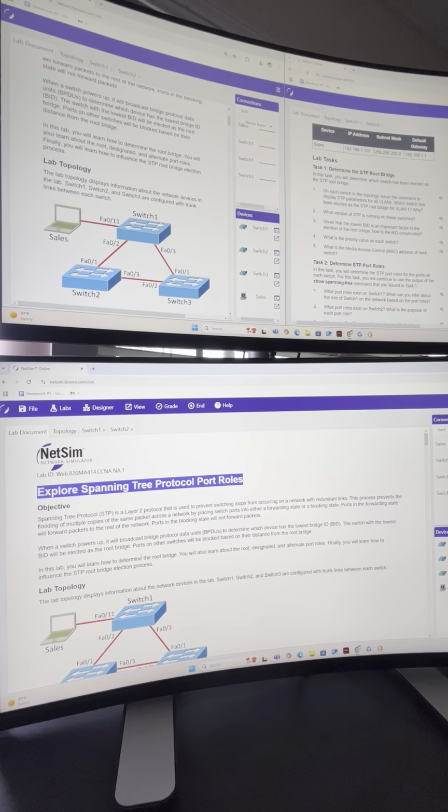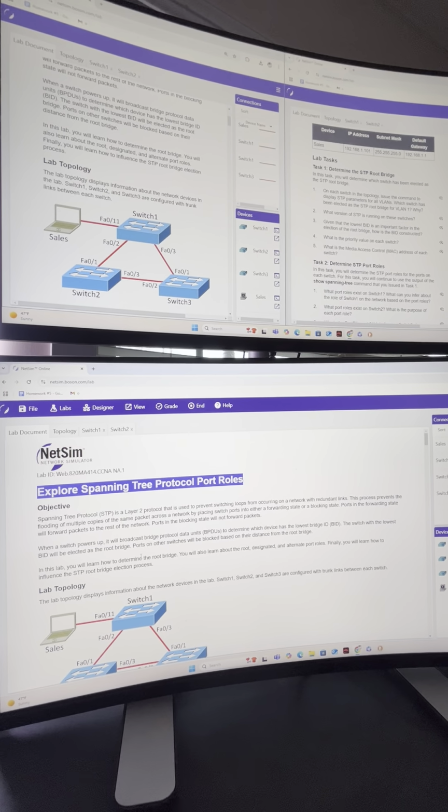It says spanning tree, STP, is a layer 2 protocol that is used to prevent switching loops from occurring on a network with redundant links. This process prevents the flooding of multiple copies of the same packet across a network by placing switch ports into either a forwarding state or a blocking state. Ports in the forwarding state will forward packets to the rest of the network. Ports in the blocking state will not forward packets. So let's read the next one.